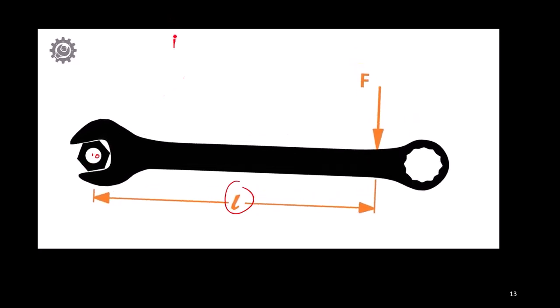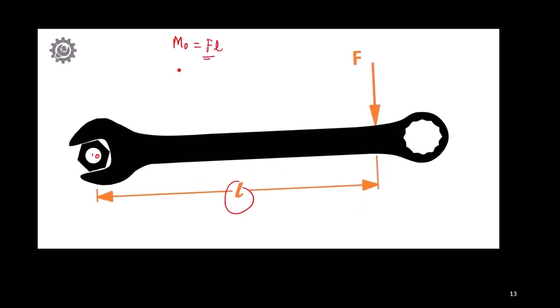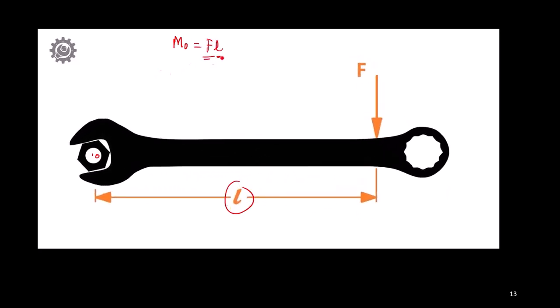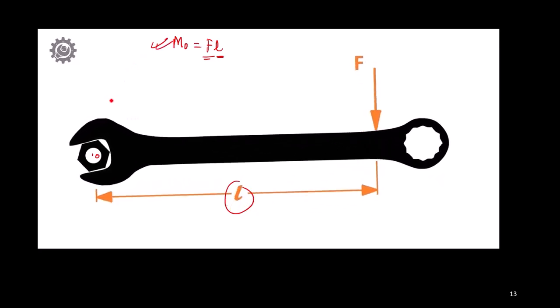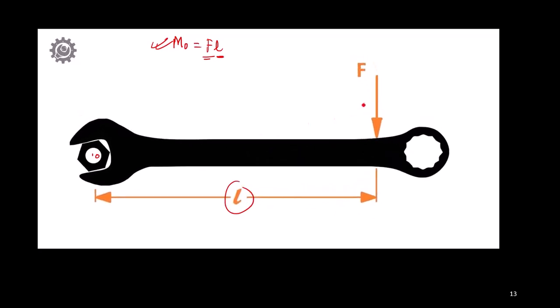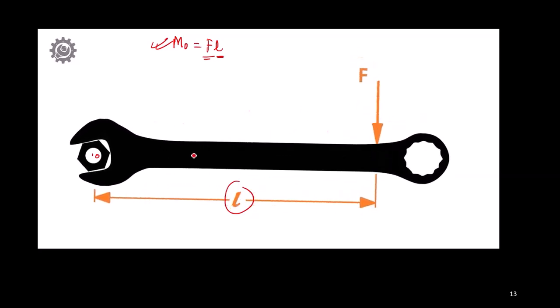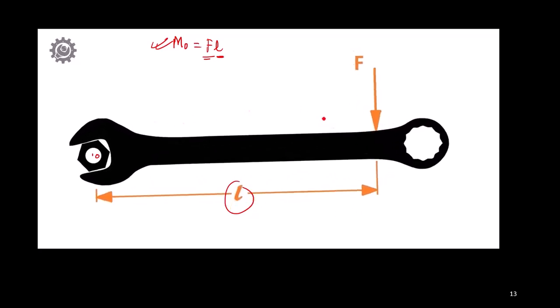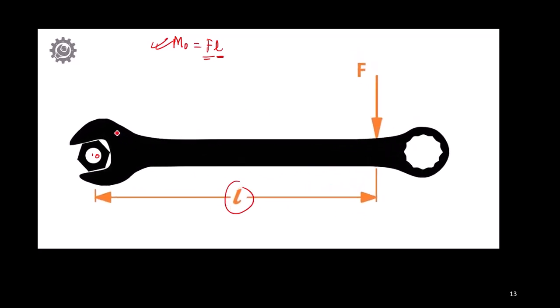Okay. So the moment about O is basically F into L. Either you can increase the F value or you can increase the L value so that you can get a large moment. So in order to open the nut, if you use a small spanner, you have to use a larger force. If you use a large spanner, where the L value is larger, then you can use a smaller value of F to open it. So this is the idea of applying the moment.